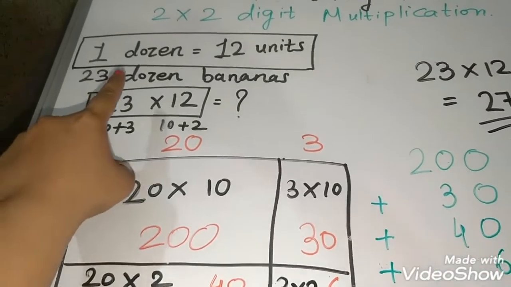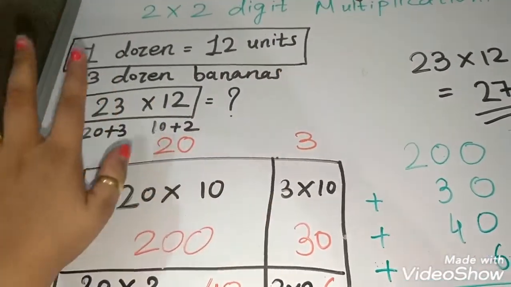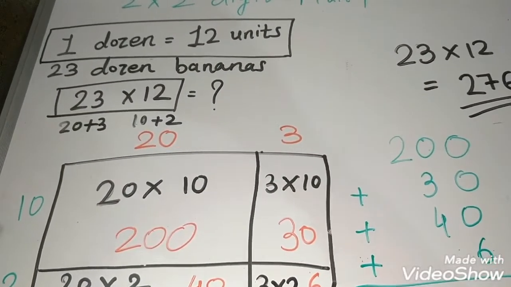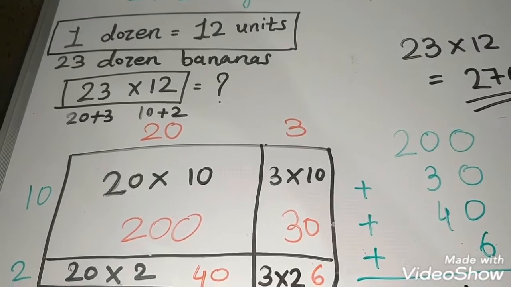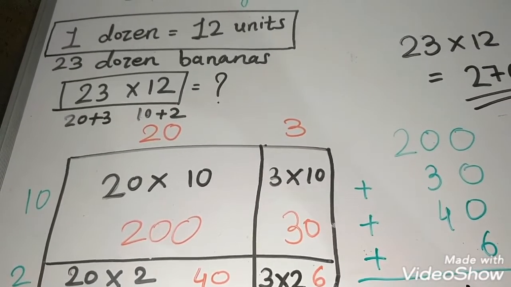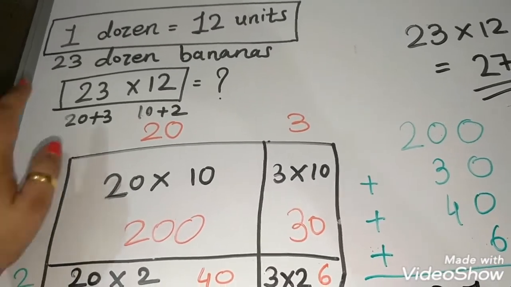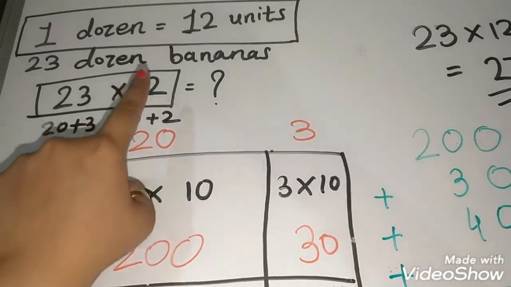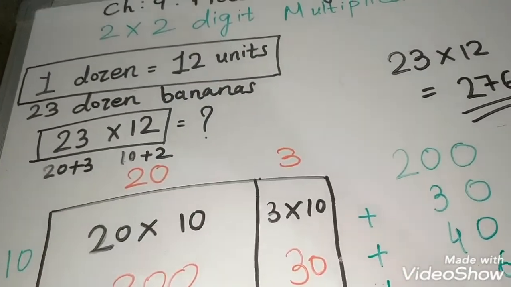Again, I am explaining what I have done. Here, first I have written 1 dozen is equal to 12 units. एक डजन में 12 units होते हैं. If I say 1 dozen bananas, that means 12 bananas. If I say 1 dozen bangles, that means 12 bangles. If I say 1 dozen watermelons, that means 12 watermelons. So, if I want to buy 23 dozen bananas, how many bananas will I buy together?